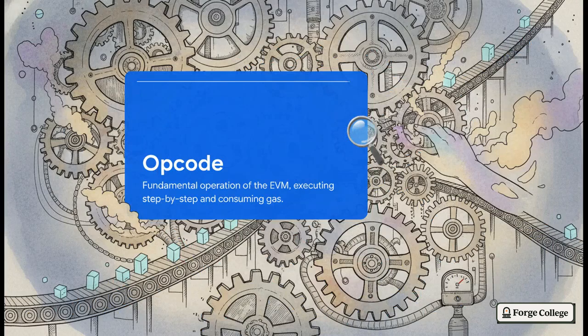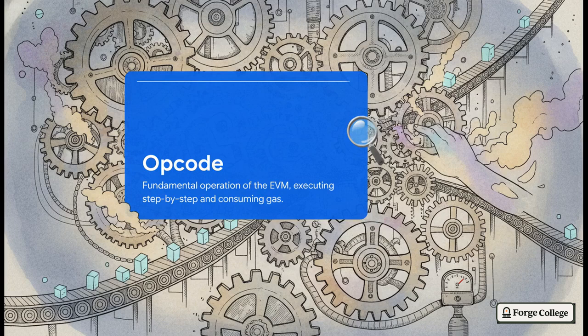I want you to imagine we're shrinking down, kind of like Ant-Man, right? Into the foundational gears of Ethereum. We're bypassing that high-level Solidity code you're probably used to, and we're dropping straight down to the raw bytecode level. To understand this factory, we really need to understand its gears, which are called opcodes. An opcode is basically the fundamental mechanical operation of the EVM. It executes step by step, and crucially, this is huge, it consumes gas.